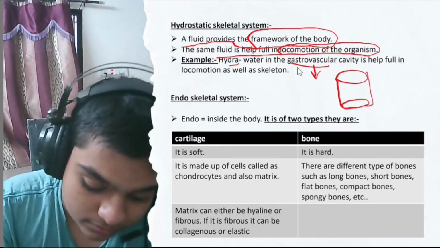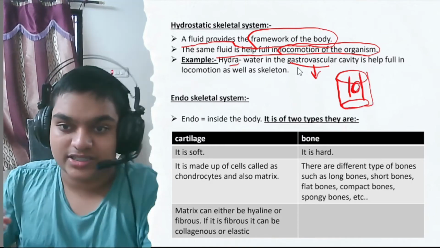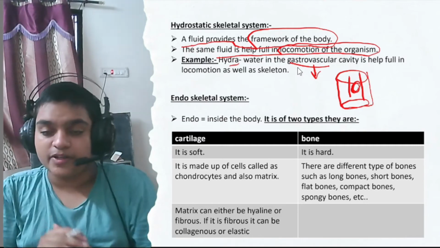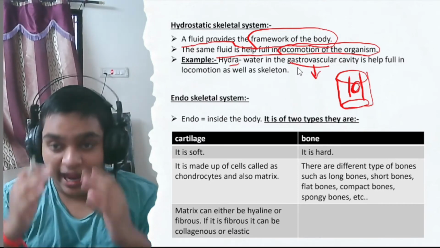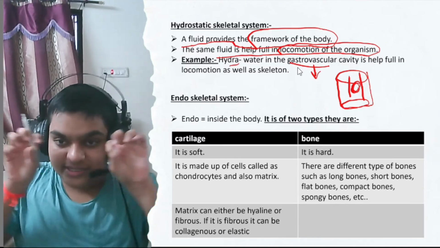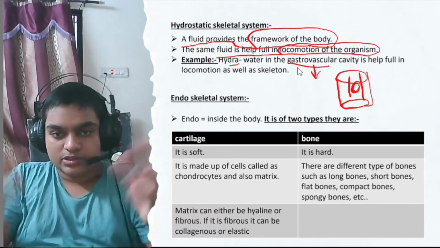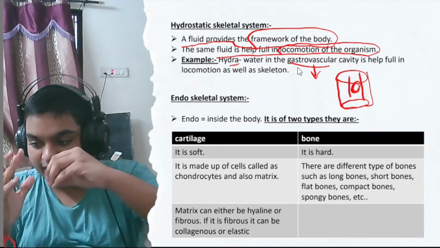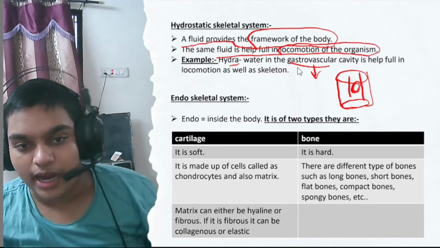It has a cavity in the center. This is the gastrovascular cavity, where the food is digested, where water is present, where the excretory products are removed. Cavity means space. This space is filled with water and that exerts pressure on the side walls and the whole organism, so the organism is stable. And if the hydra wants to move, it moves the water inside the gastrovascular cavity to one side, and then the hydra moves.